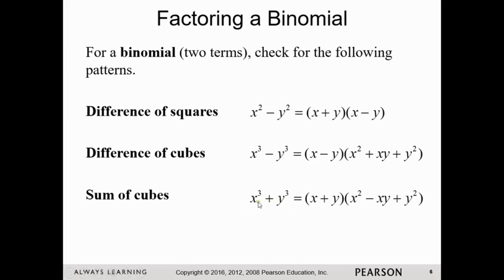We have an addition between two cubes. So we have the cube root of the first plus the cube root of the second times the square of the first cube root minus the product of the two cube roots plus the last cube root squared. That's when we end up with a binomial. So anytime you have a binomial, check to make sure that it fits one of these categories.